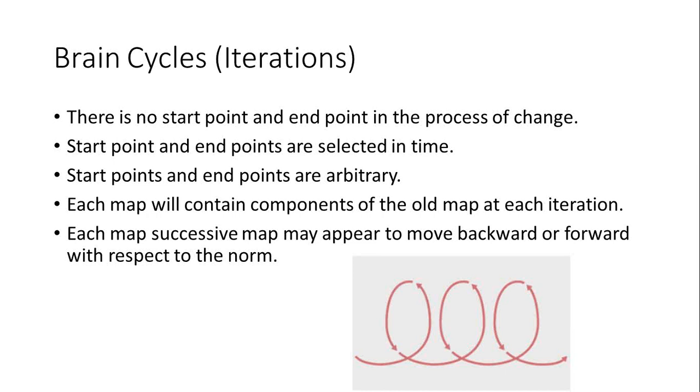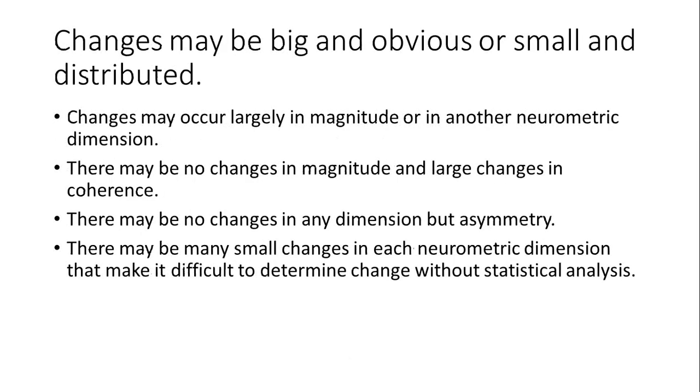So the brain moves in iterations or cycles. Again, no start point and end point. The start point and end points are selected in time arbitrarily by the mapper. Each map will contain components of what was in the old map at each iteration. So you're going to see stuff that was in the previous map and some new changes. I have shown maps that are 10 years apart with no obvious change, and the only way you can see change is to look at the numbers, the statistics. So each map and each successive map may appear to move backward or forward with respect to the norm. Parts are moving forward and parts are moving backwards as the brain accommodates.